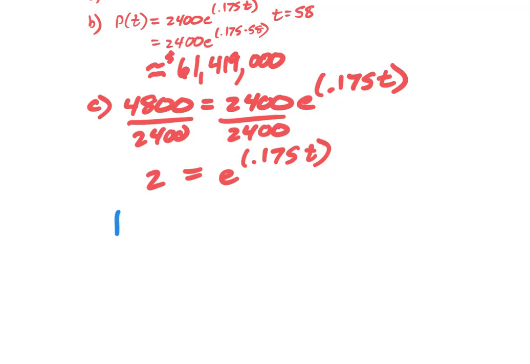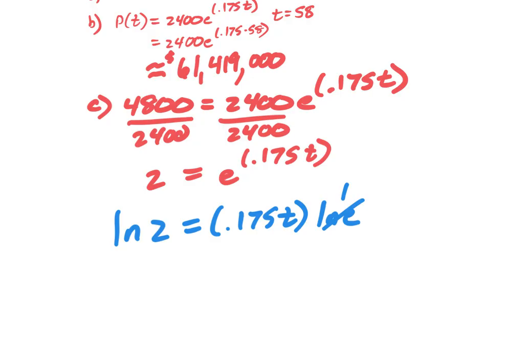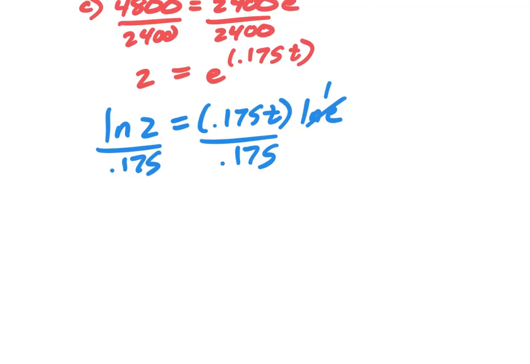So I'm going to do the log of both sides. The ln of E is 1, okay? So all we're going to do then is divide by 0.175. Oops, and then we're finding T, not K.